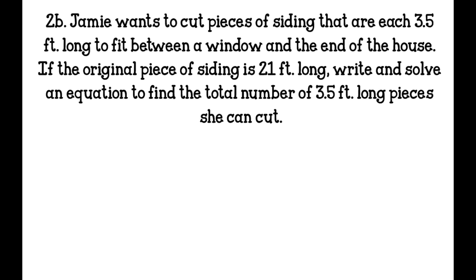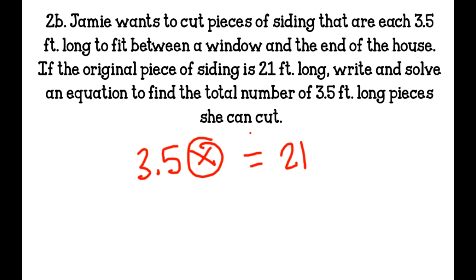Jamie wants to cut pieces of siding that are 3.5 feet long to fit between a window and the end of a house. If the original piece of siding is 21 feet long, write and solve an equation to find the total number of 3.5 feet long pieces she can cut. So we're talking about taking a big piece of siding that's 21 feet long, dividing it into as many pieces as we can that are 3.5 feet long. So we're going to take 3.5 feet times the number of pieces is going to equal 21 feet. We have our variable. We have both sides of our equation. We divide by 3.5.